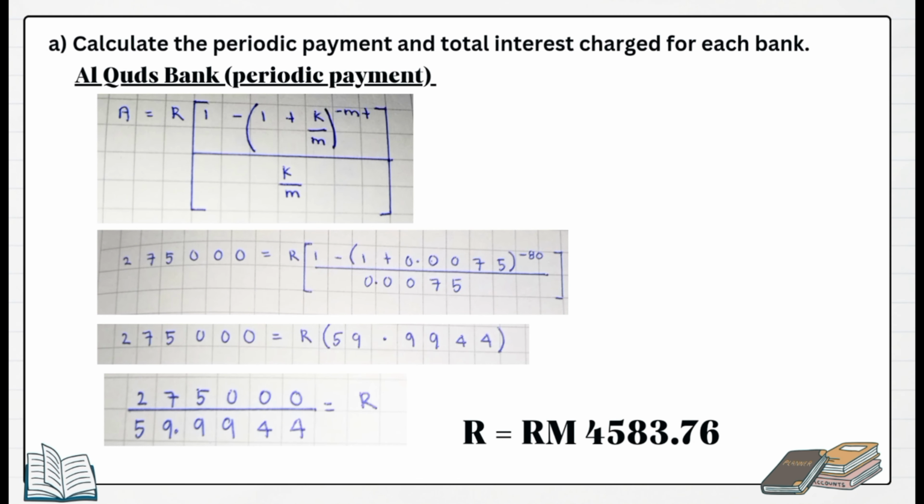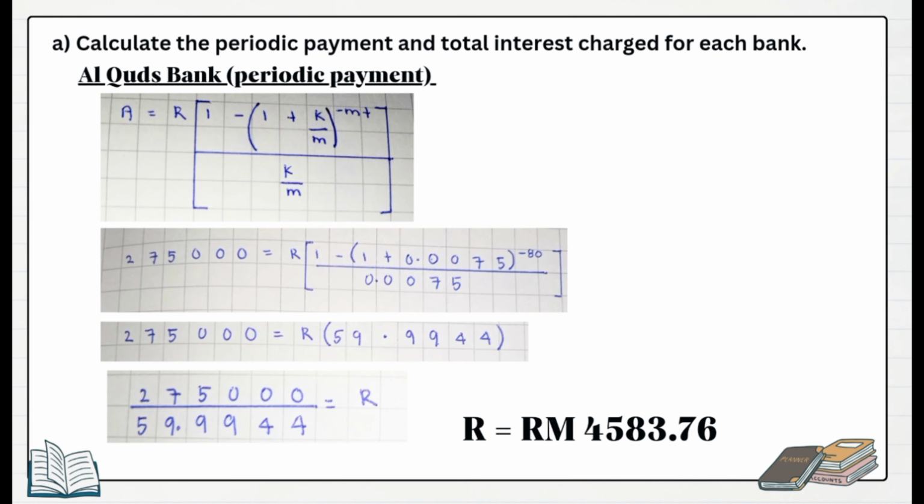So the question is calculate the periodic payment and total interest charge for each bank. For Al-Quds Bank, this is topic 4 and we use the formula A equal to R bracket 1 minus bracket 1 plus K over M negative MT over K over M. So 275,000 equal to R bracket 1 minus bracket 1 plus 0.0075 negative 80 over 0.0075. So we solve the fraction and we get 59.9944. We move to the left to get the R. So R is RM 4583.76.